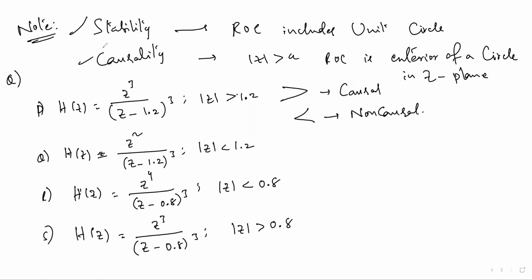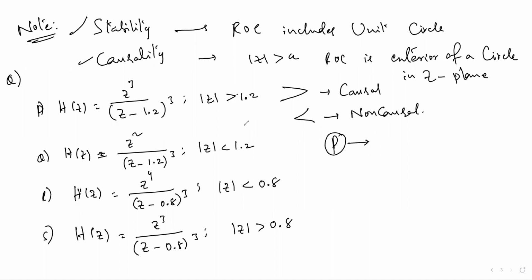Check the stability and causality for these systems. The system function with ROC is given, both conditions I have written there itself. First, let us decide P. What happens here? First, is it stable or unstable?